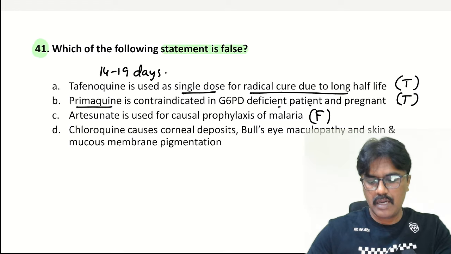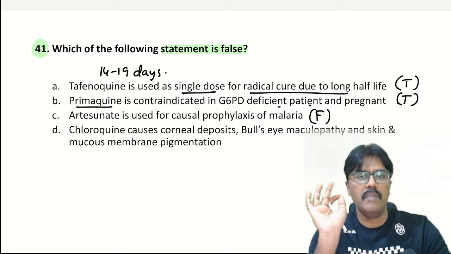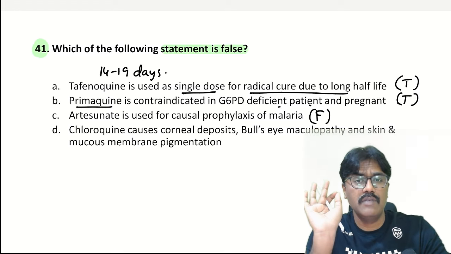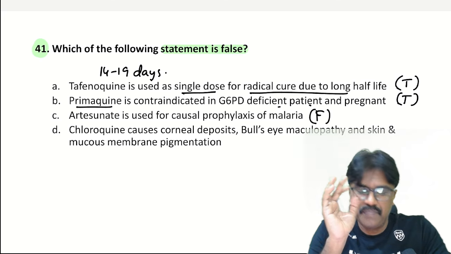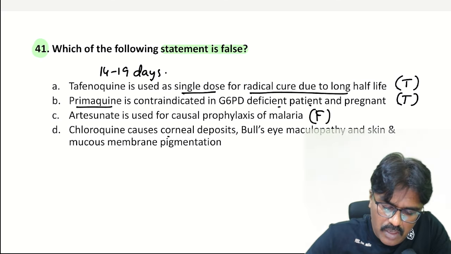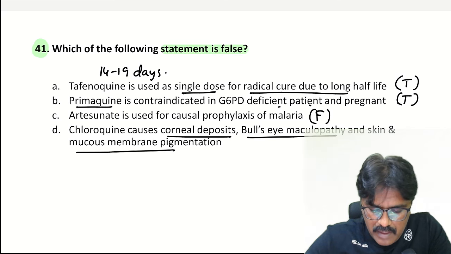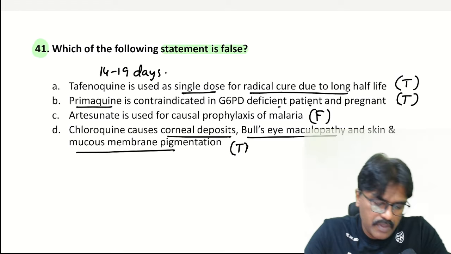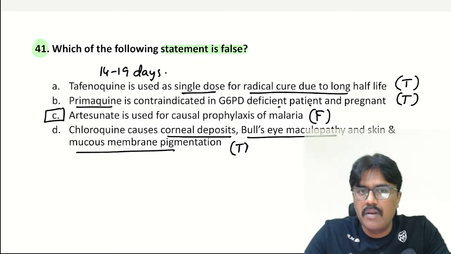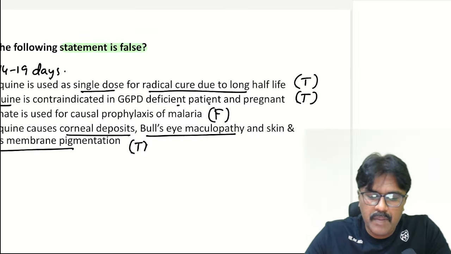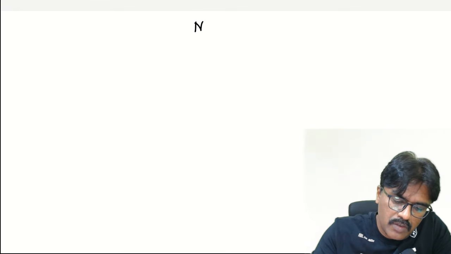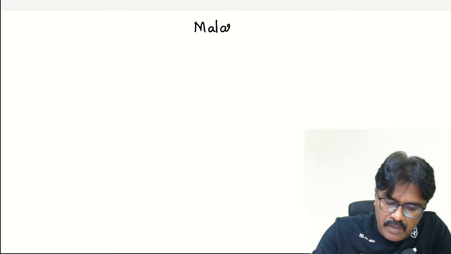False. Artesunate is a very important drug in malaria. We don't give it for prophylaxis. We give it only for treatment. Chloroquine can cause corneal deposits, bullseye maculopathy, and skin and mucous membrane pigmentation. True statement. So the answer for this question is option C. But what I want to discuss from this MCQ is treatment of malaria, which is frequently tested.